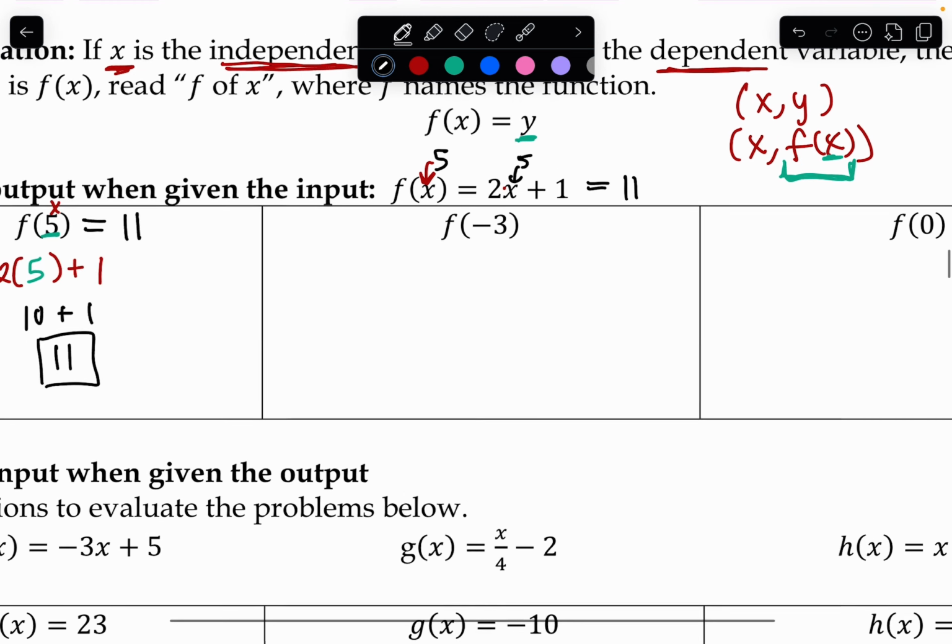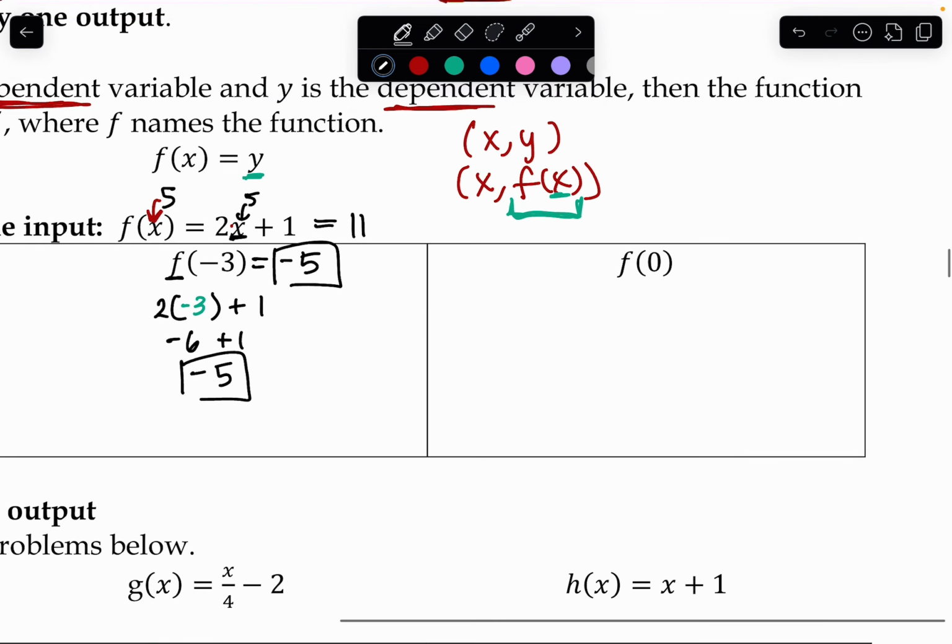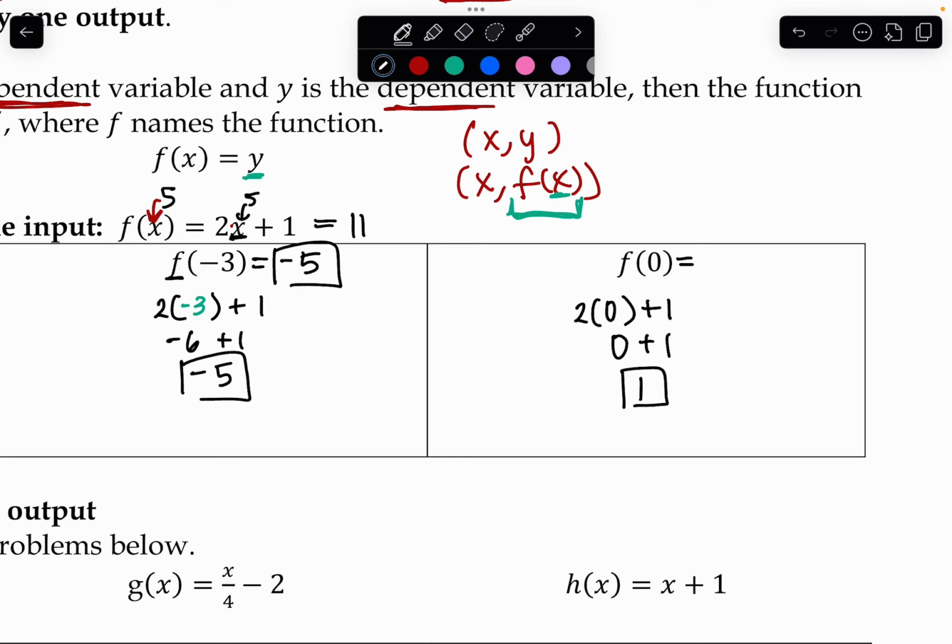Each time you see something in parentheses, that's what you're replacing x with. For this next example, we have 2x plus 1, same rule because we're still using f. Negative 3 is going to be our input this time. 2 times negative 3 is negative 6. Add 1, we get negative 5. So f of negative 3 gives us negative 5. Here we're using 0 in the f function. 2 times 0 is 0. Add 1, and we get 1 as our output.